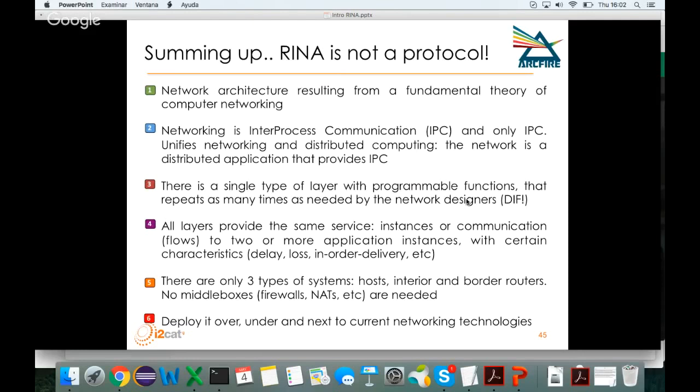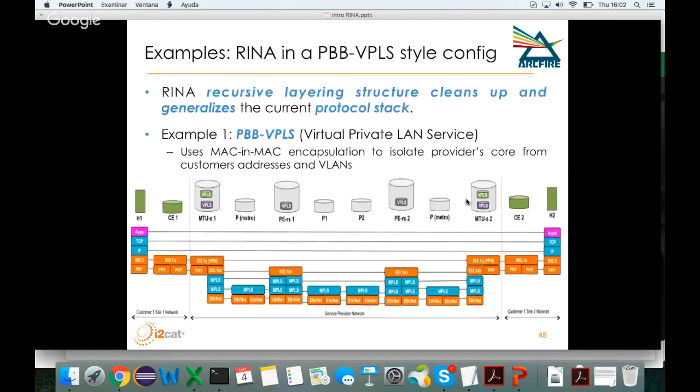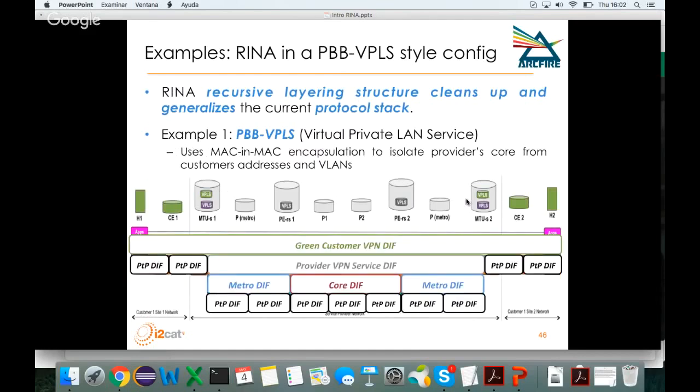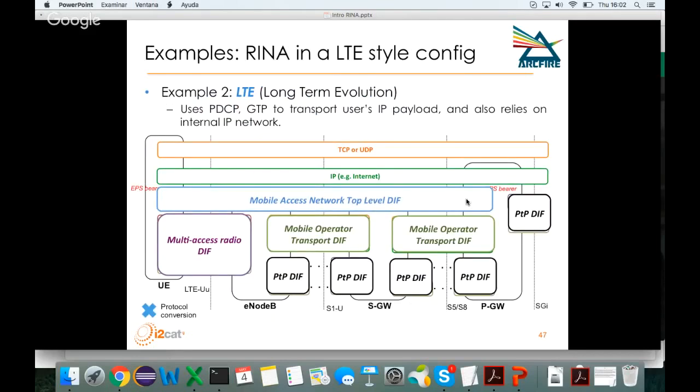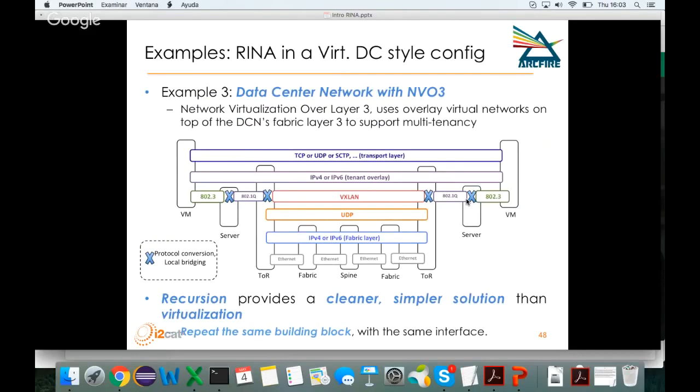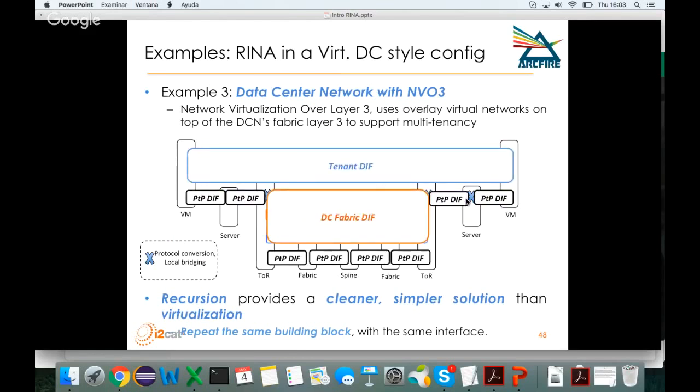And you can deploy it over, under, or next to the current networking technologies. So it's something new, but of course it needs to be compatible with what is already there, otherwise it cannot be deployed. There are some examples here that I will not cover due to lack of time; they are in the slides that I will distribute. If you have questions, I will be very happy to answer them.